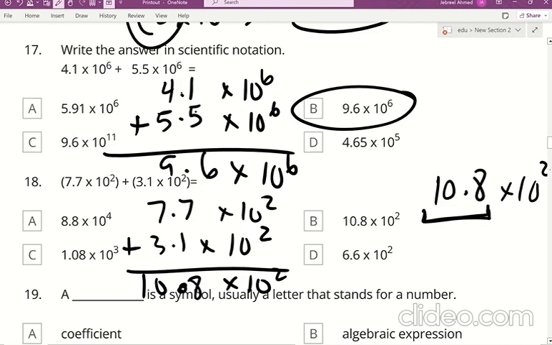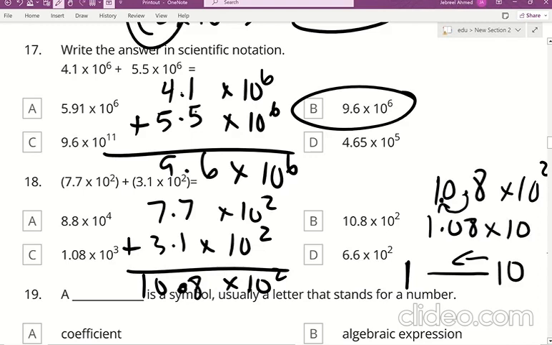This number over here should be in between 1 and 10. This is more than 10, so this is a problem. How do I make it smaller than 10? I have to move my decimal place one time to the left. Now it's 1.08 times 10. Because I moved it one time to the left, it's times 10 to the 3rd power.